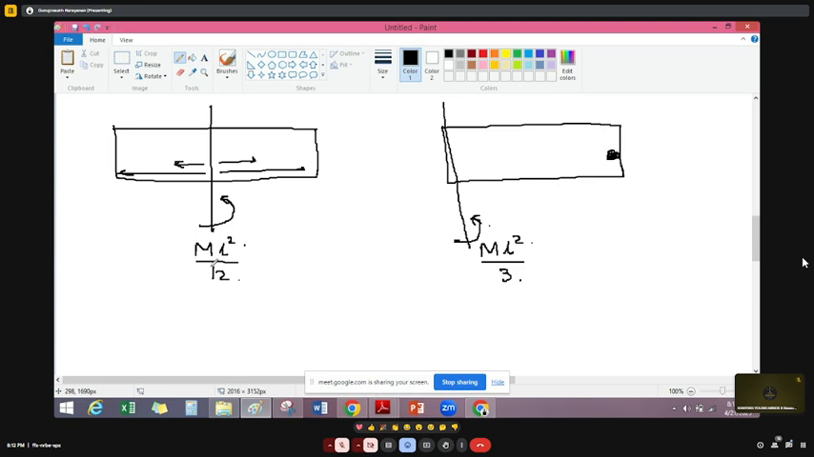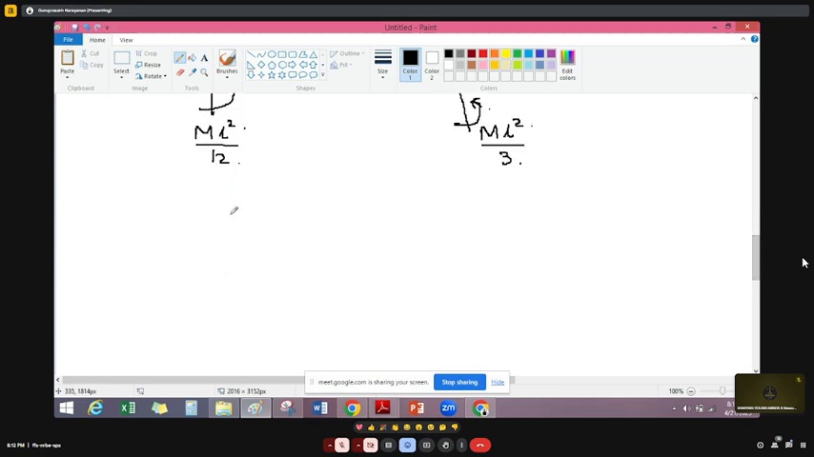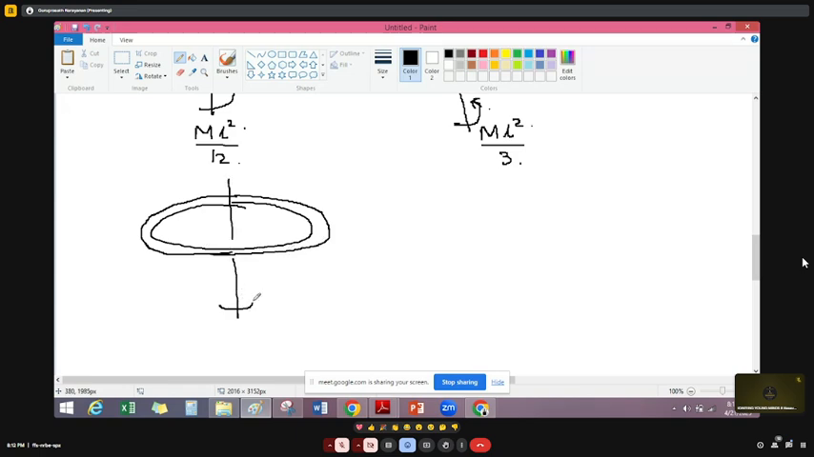Okay. Similarly, if you take a ring like this, you can do some simple integration. It's given in the handbook. So if I want to find the moment of inertia for this, it will be mr squared.